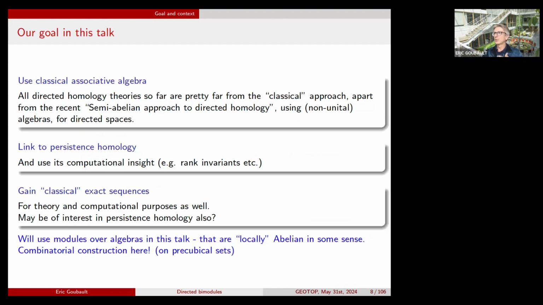Okay, so what we'll be using is actually classical associative algebra, not just the one I mentioned with the semi-abelian category of associative algebras. I'll use bimodules of algebras. There'll be a link to persistence homology, so I'll use persistence modules. You will be able to ask me questions on that. I won't describe so much of it today. You will recognize it if you are doing persistence modules anyway. And we'll have most exact sequences.